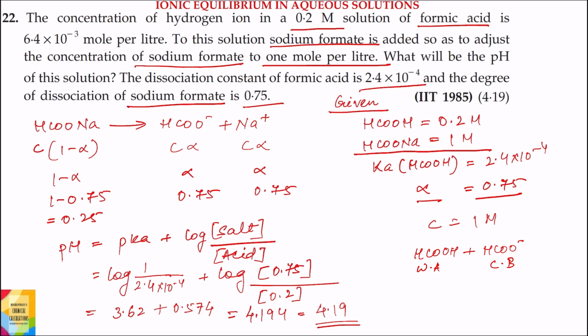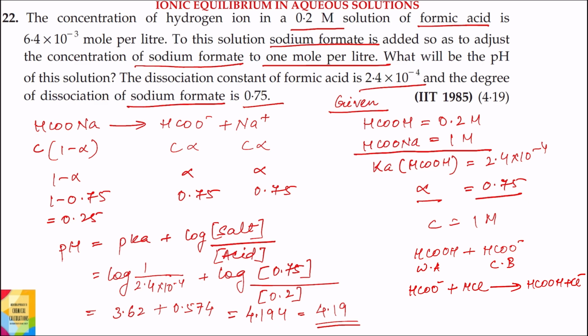What happens on adding HCl? For example, if any acid is added to the buffer solution, then this HCOO- ion will combine with the H+ ion of the acid to give HCOOH and Cl- ion. So this is how the pH is maintained. Whatever extra H+ ion is added will be removed from the solution.